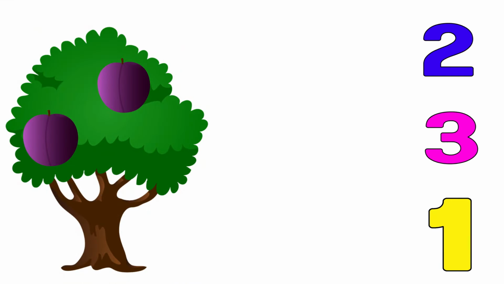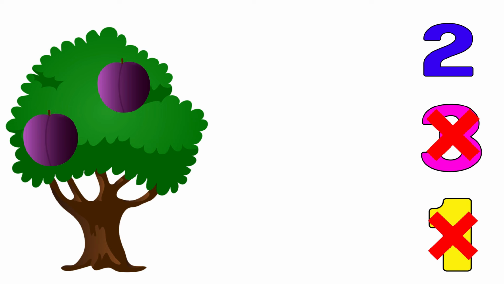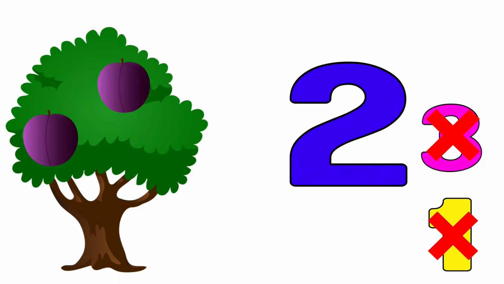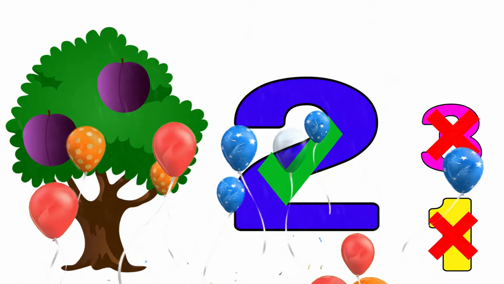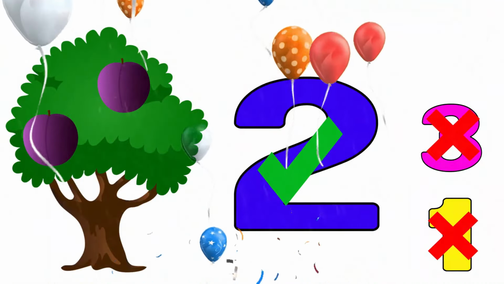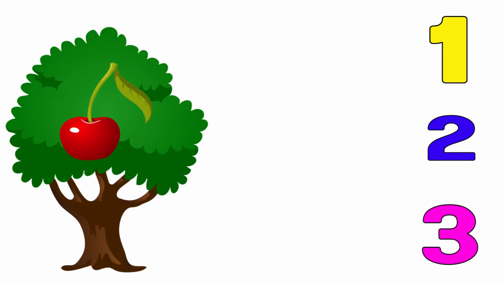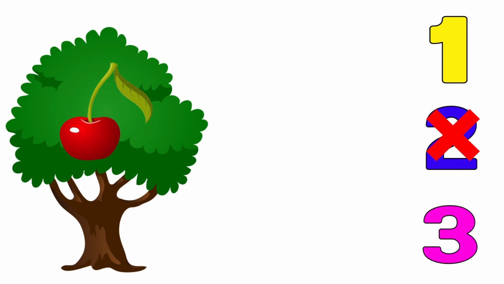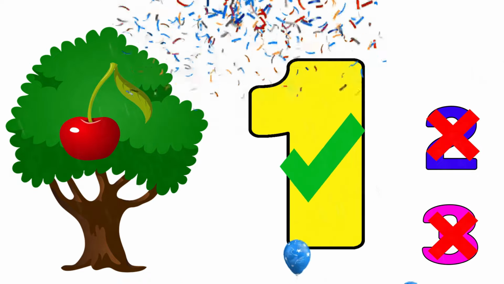How many plums do you see? Try again. You can do it. 1, 2. 2 plums. How many cherry do you see? Try again. You can do it. 1. 1 cherry.